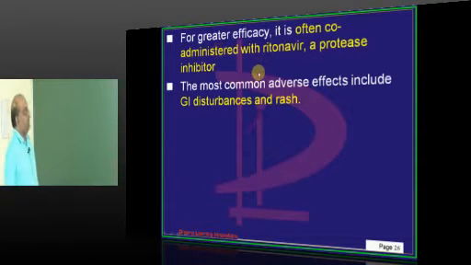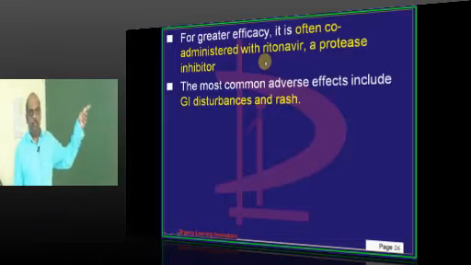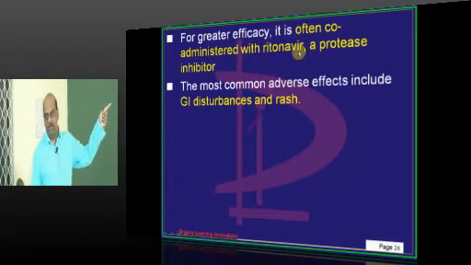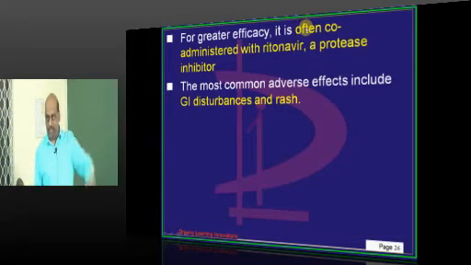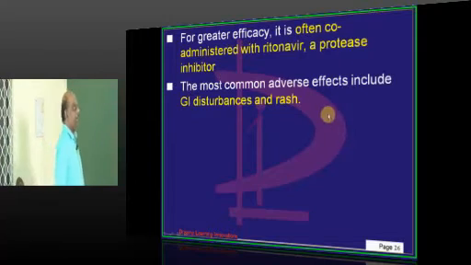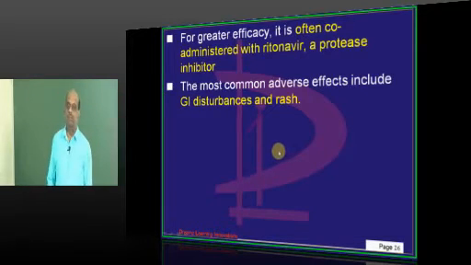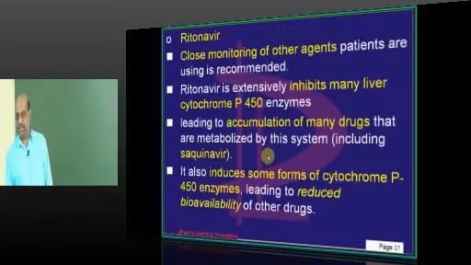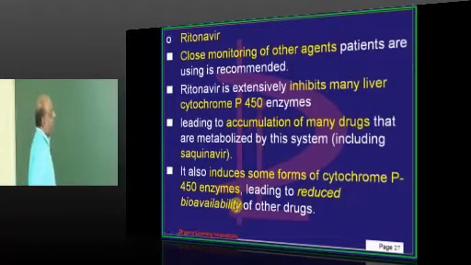So that is the reason we combine saquinavir with ritonavir, which is another protease inhibitor. That is what needs to be remembered. What is the main side effect? Side effects are not important because they are difficult to remember. GI disturbance and rash.